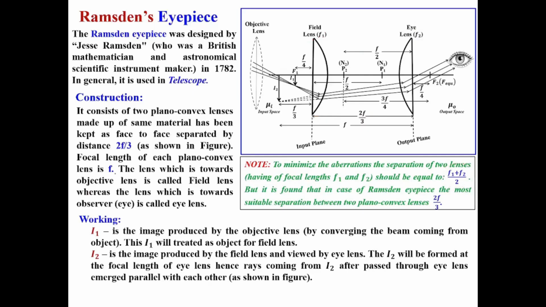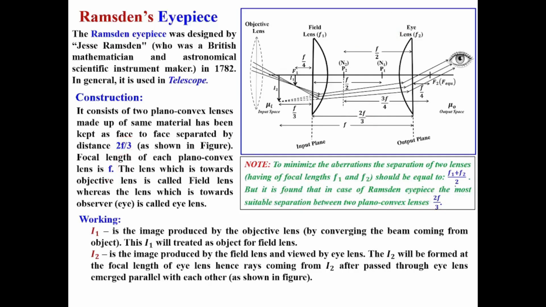So here you can see the focal length of each lens is f. So the separation should be how much? (f plus f)/2, that means f. But here you can see the separation between the two lenses is 2f/3, not f. Why? Practically it has been found that in the case of the Ramsden eyepiece, the most suitable separation between two plano-convex lenses is 2f/3.